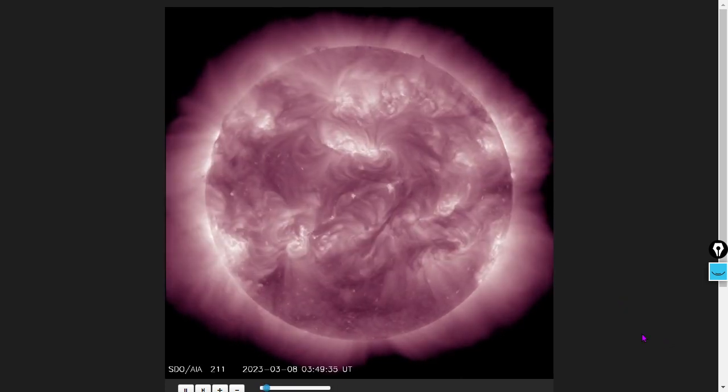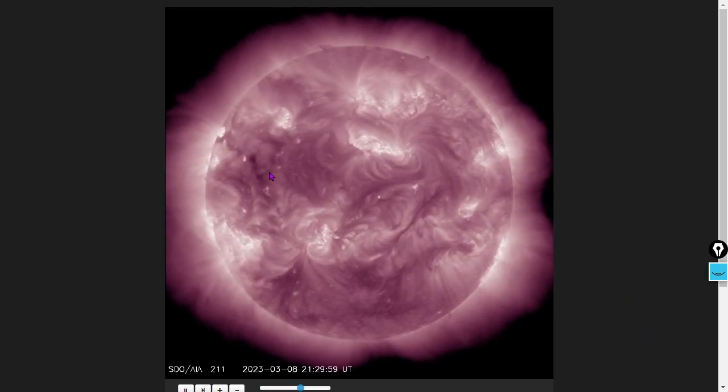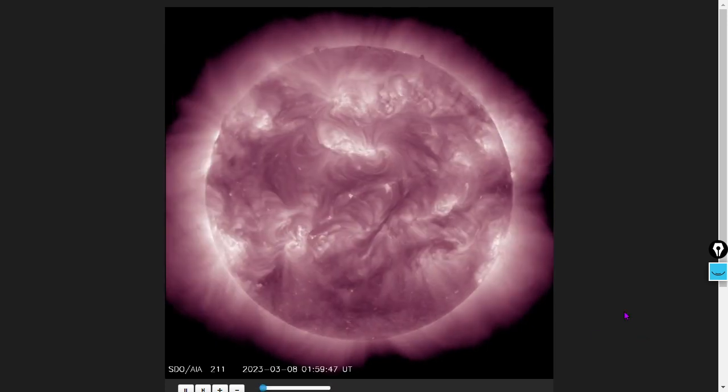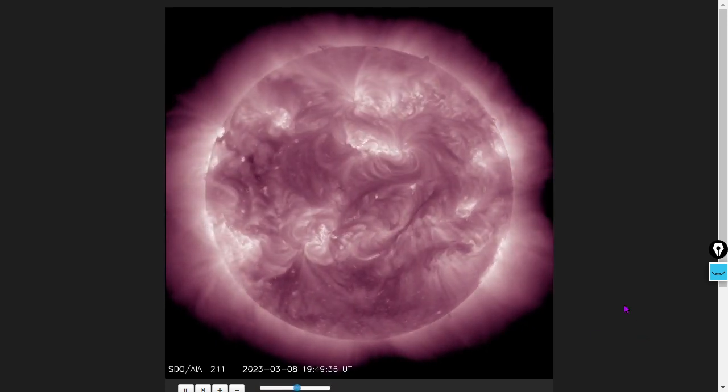So that's the coronal hole situation. We have a trans-equatorial North Pole-oriented coronal hole rotating in here. That should become geo-effective within the next week.